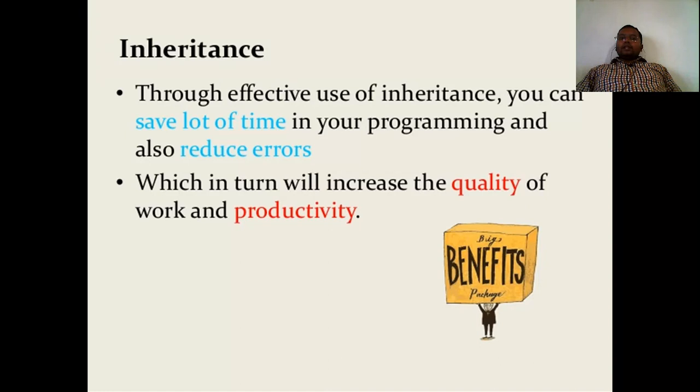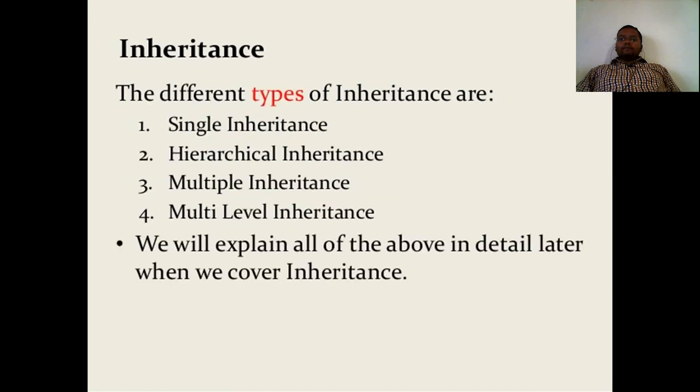Through effective use of inheritance, you can save a lot of time in your programming and also reduce errors, because this is the pillar of object-oriented programming which gives you the flexibility to reuse code, which in turn will increase the quality of work and also productivity. Different types of inheritance are single inheritance, hierarchical inheritance, multiple inheritance, and multi-level inheritance. We will explain all of the above in detail later when we cover inheritance.